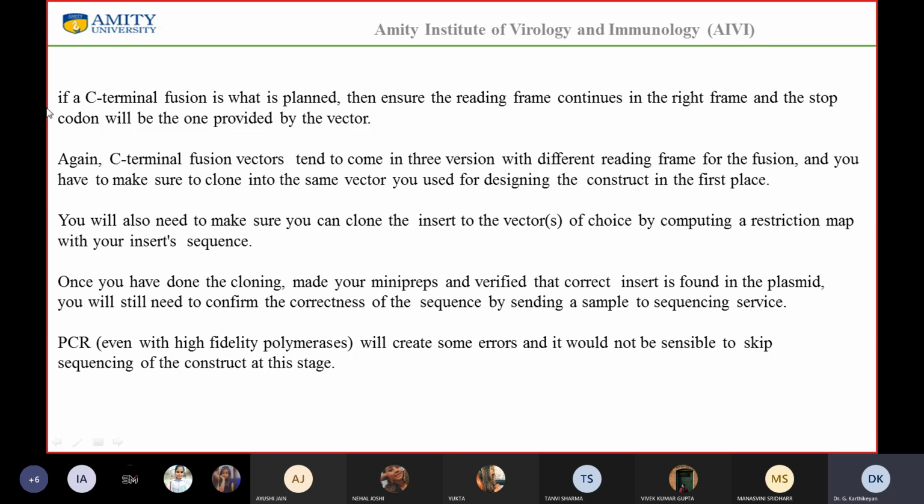Okay. So once you have done the cloning, you have made the minipreps, and you have verified that the insert is found in the correct place, you still need to confirm the correctness of the sequence by sending the sample to a sequencing service, because PCR, even with the most high fidelity polymerase, will create some errors. Okay, and so it is absolutely not sensible to skip the sequencing process. So even after you have constructed and cloned, it is a very, very wise decision to send it out for sequencing and make sure that the reading frame is maintained.